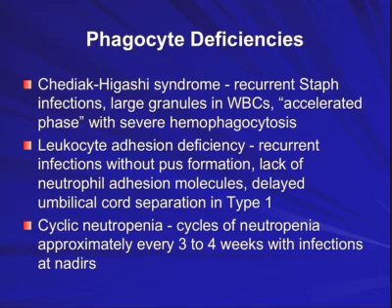Cyclic neutropenia, a more common condition where you get cycles of neutropenia every 3 to 4 weeks with infections at the nadirs, and this typically responds well to things like GCSF. And often it is a temporary thing that will improve with age.